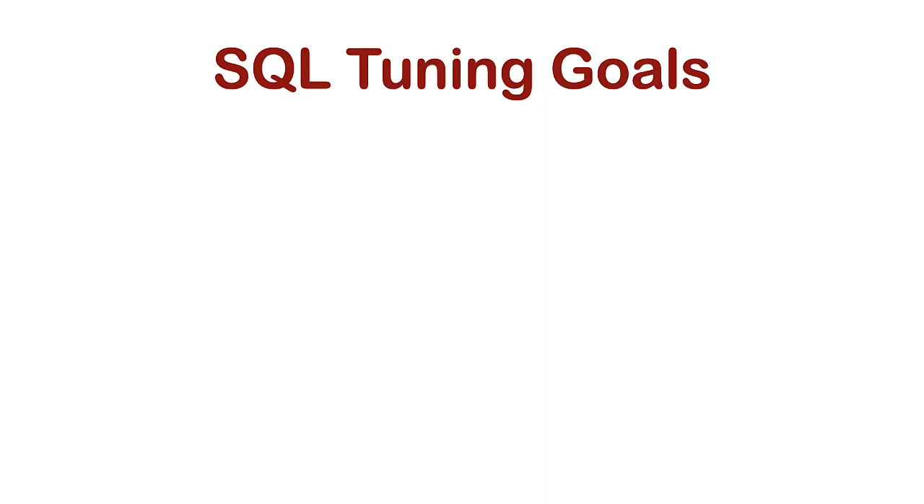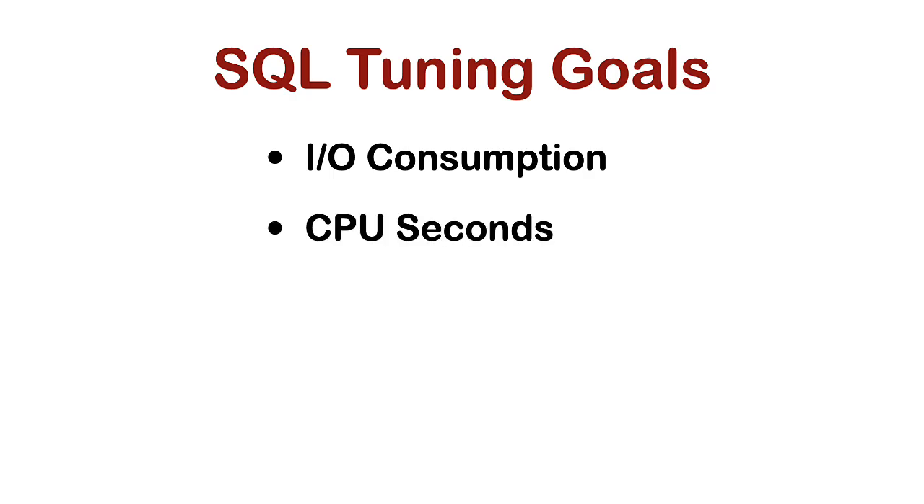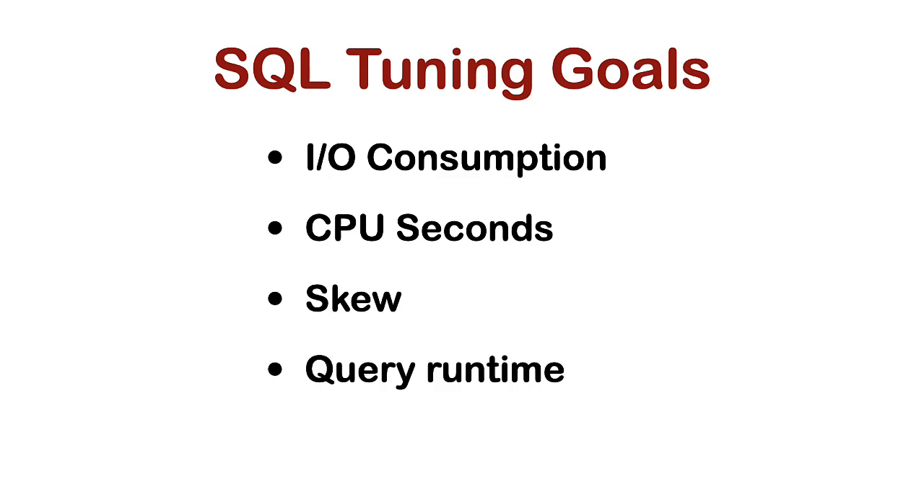SQL query performance tuning refers to adjusting the parameters at SQL and DBMS levels toward optimizing identified metrics. Main performance tuning or performance optimization targets are the number of input and output operations, utilization of processing resources measured in CPU seconds, minimizing skewed processing, and query runtime. Additional tuning targets are memory consumption and network usage.